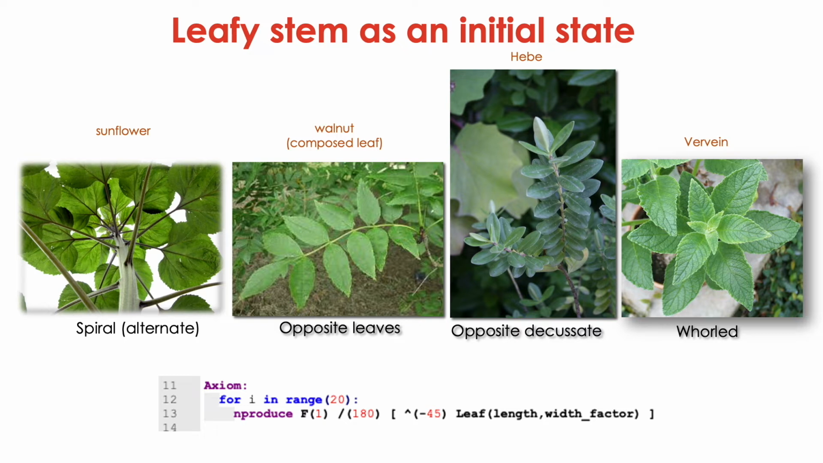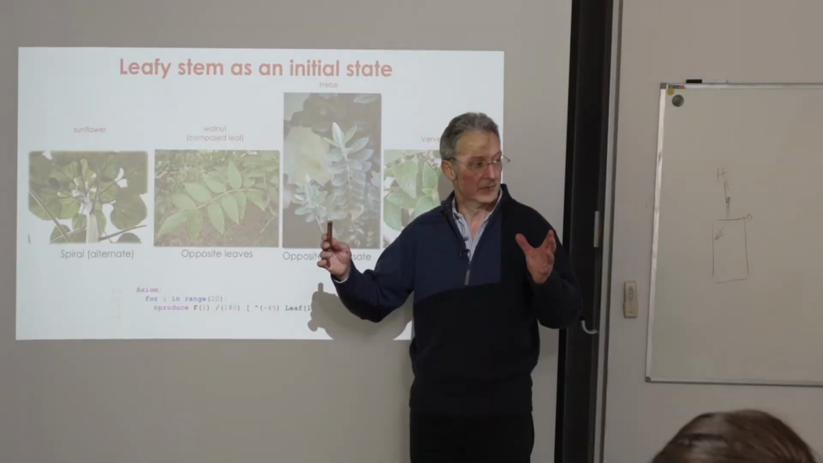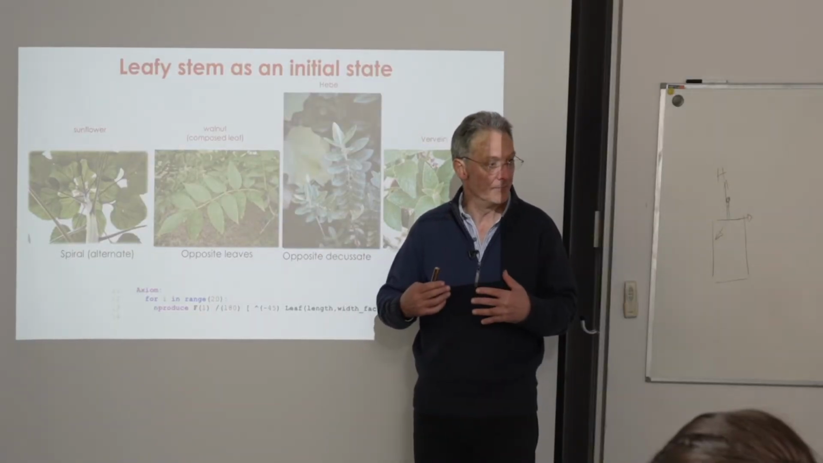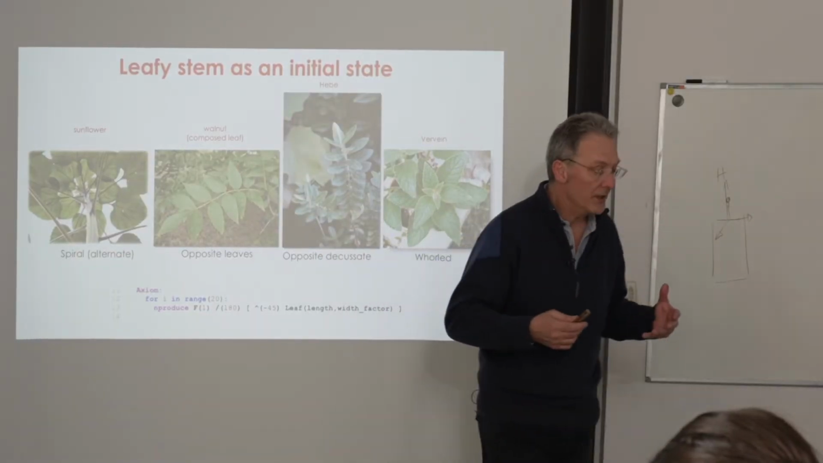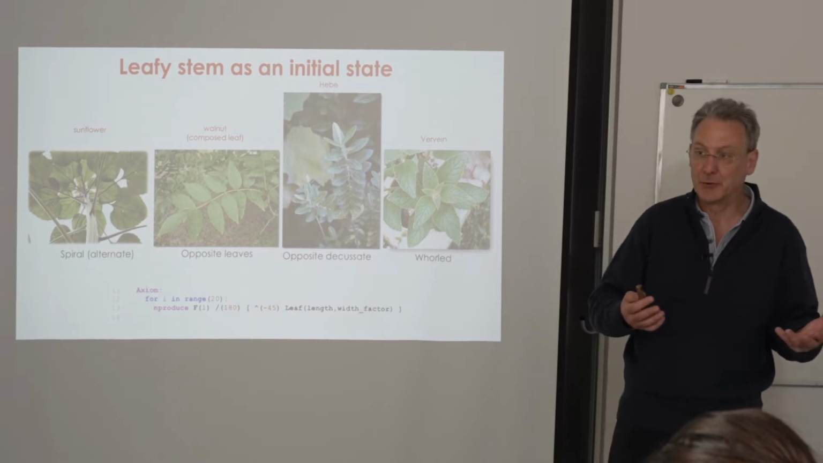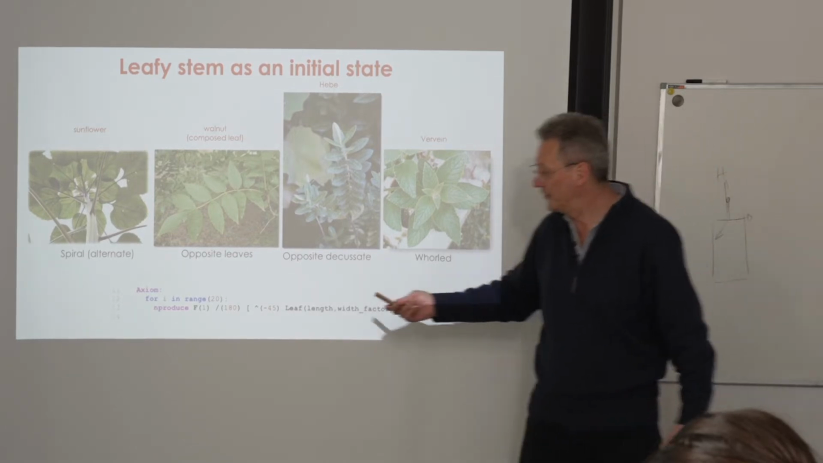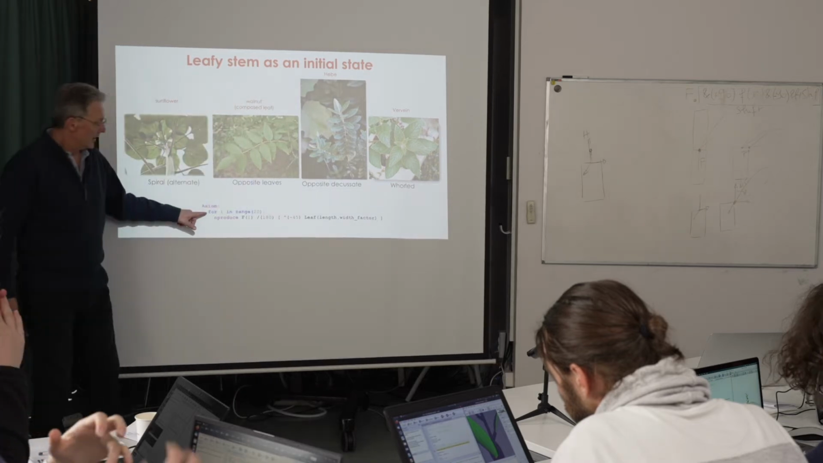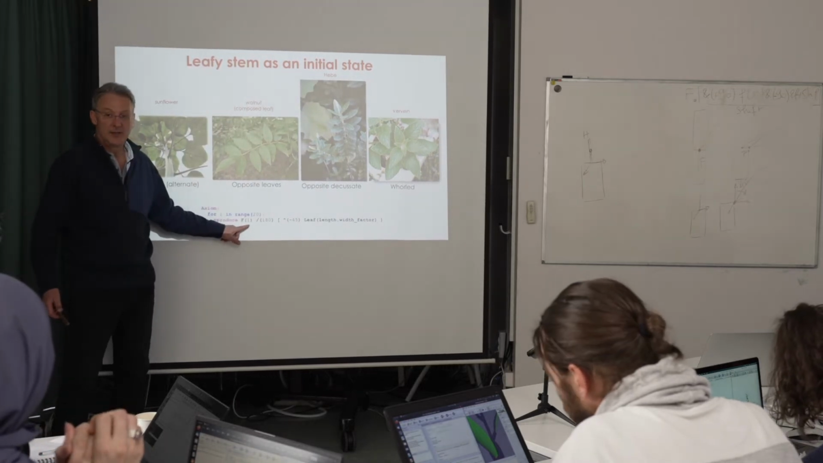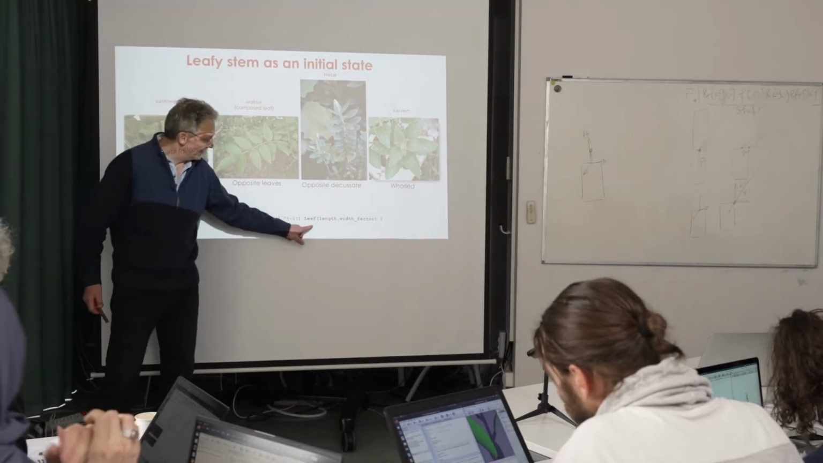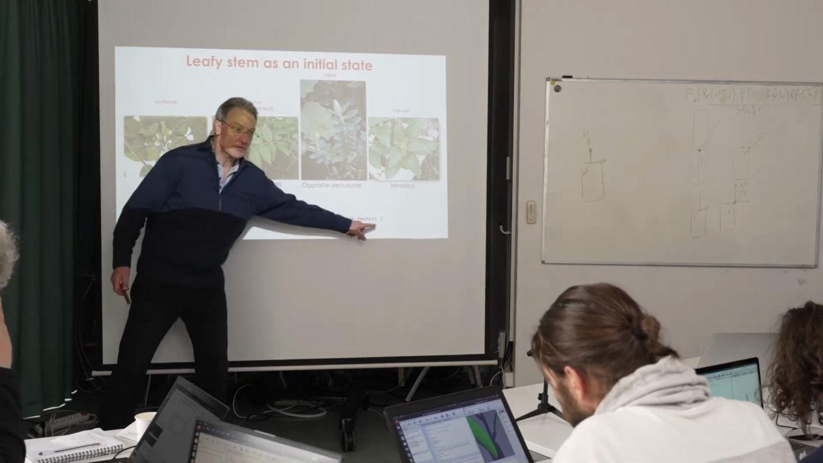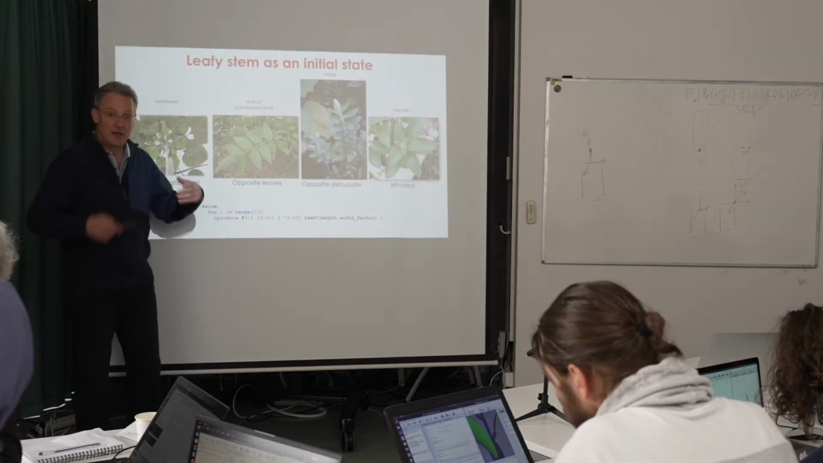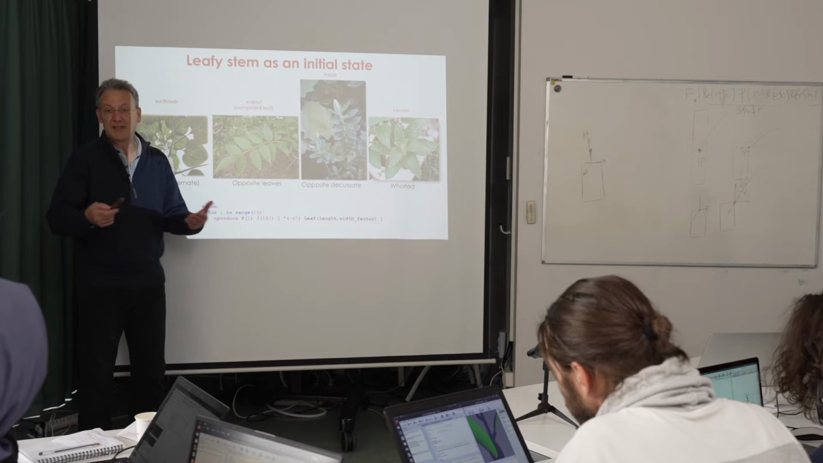Instead of using production rules to produce the stem, what you could do is produce the whole stuff embedded in the axiom. So this would be a way to create an initial state of your plant. How would I do this? I would simply make a loop that produces an internode, that produces a leaf between brackets, so a lateral leaf, any number of times, n times.